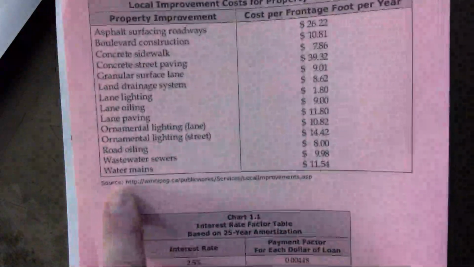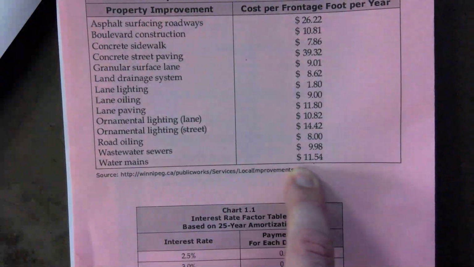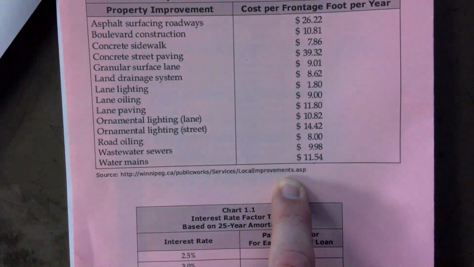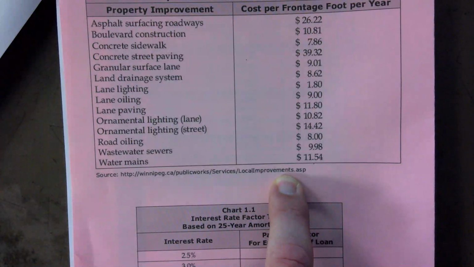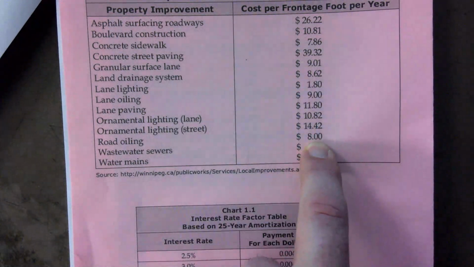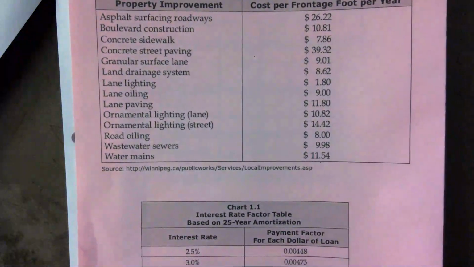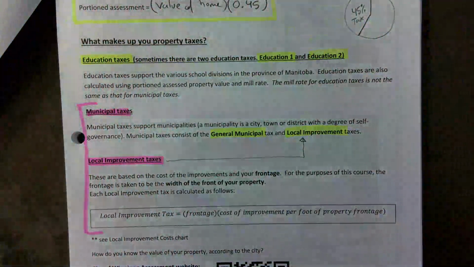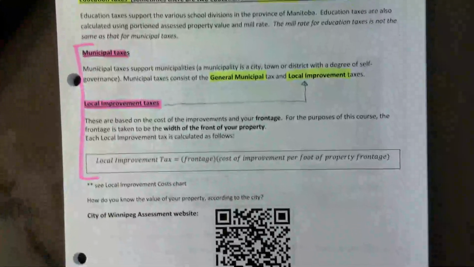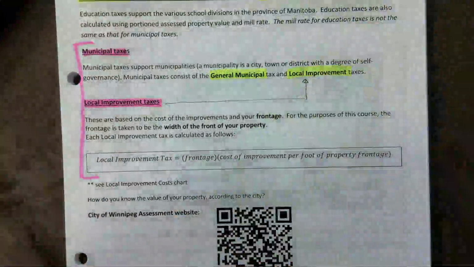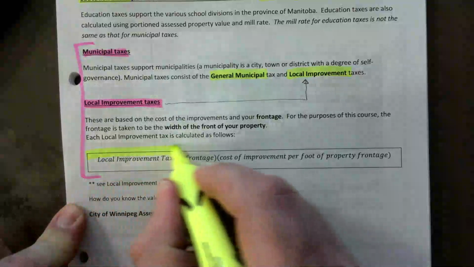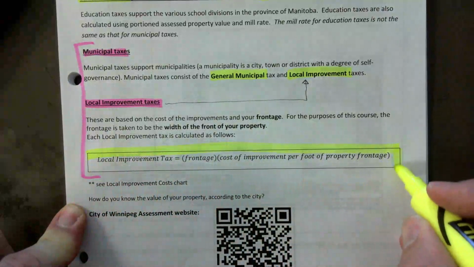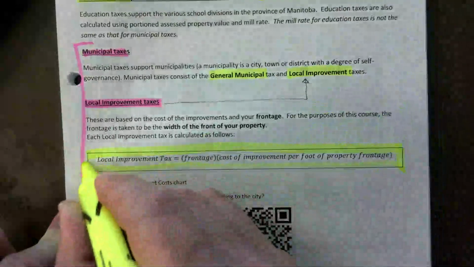If you're bored, this URL takes you to the City of Winnipeg website, and these numbers are updated to whatever it is this year. They change it all the time. Okay? Next, you need to highlight this part. I just alluded to this. Local improvements, this is how you would find how much you pay.